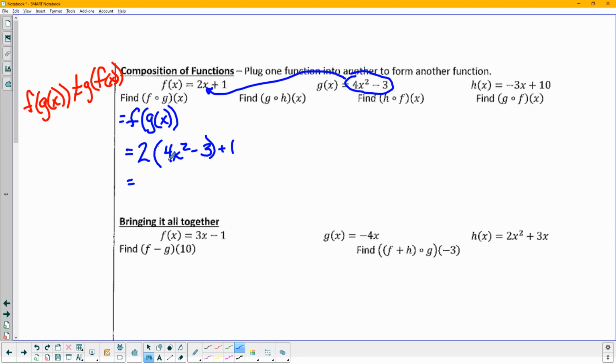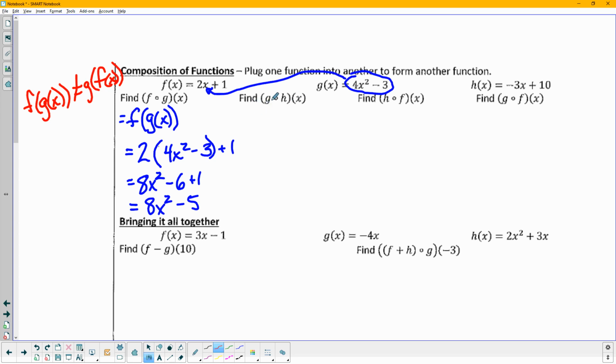So here I've got 2 times 4x squared. That's going to be 8x squared. 2 times negative 3 is negative 6, plus 1. It's going to give me 8x squared minus 5. And that's my answer. So that's my new function. I've just created a new function out of old ones. It's not that much more interesting, but it's got a little flair to it.